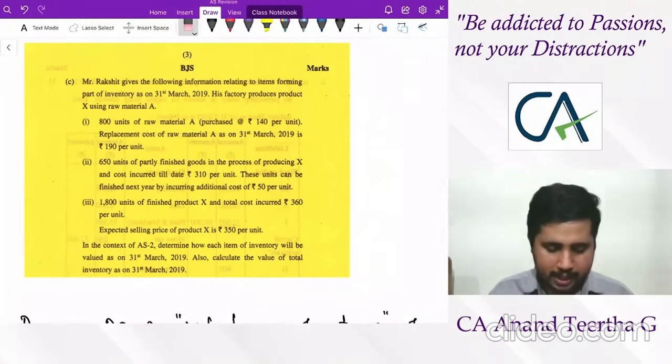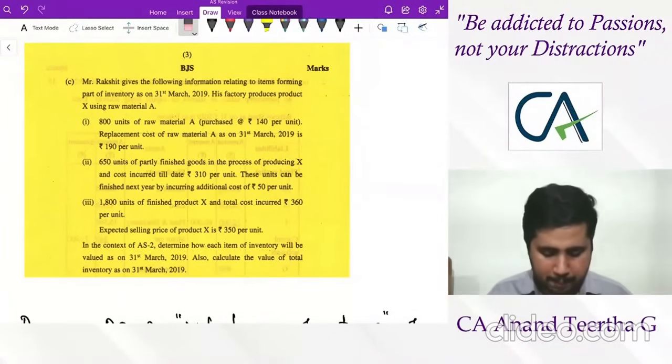800 units of raw material A purchased at 140 per unit. Replacement cost of raw material A is 190 per unit. 650 units of partly finished goods in the process of producing X and cost incurred till date is 310 per unit. These units can be finished next year by incurring additional cost of 50 per unit. 1800 units of finished product X and total cost incurred is 360 per unit. Expected selling price 350 per unit.